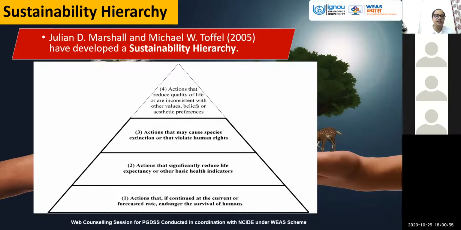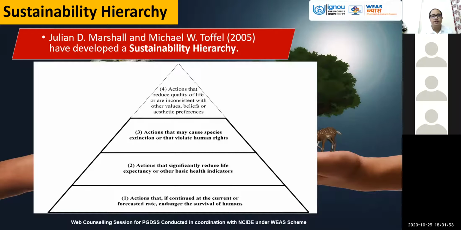So the point is that depending upon the action to get our human needs, and if we link that with the sustainability perspective, they propose these four levels of the sustainability hierarchy. First, if we continue at the current or forecasted rate, that will endanger the survival of our existing way of utilization. Second, the number of activities increasing day by day has a significant impact on our life expectancy and other basic health indicators like pollution and others.